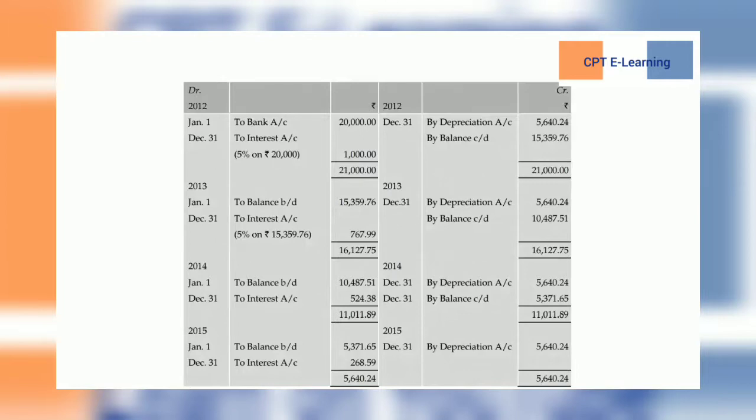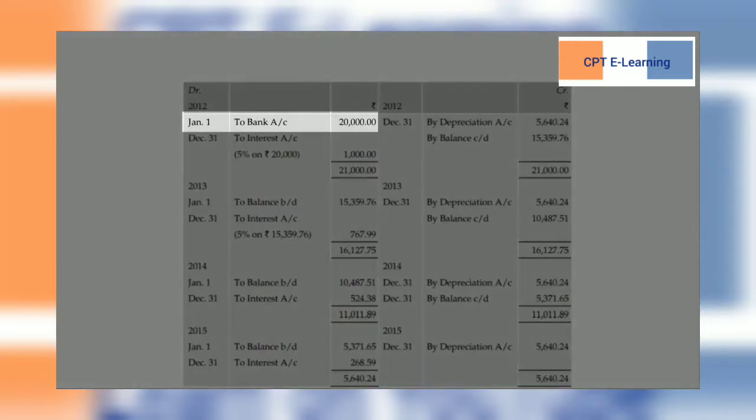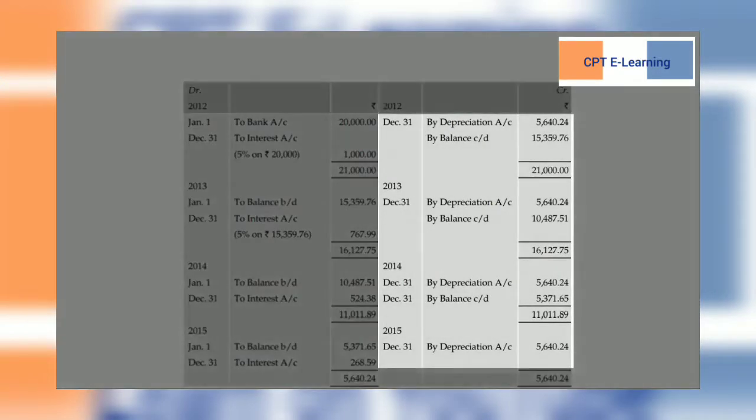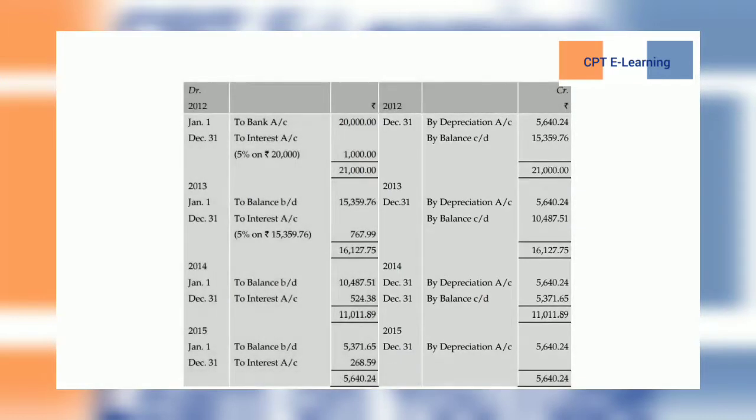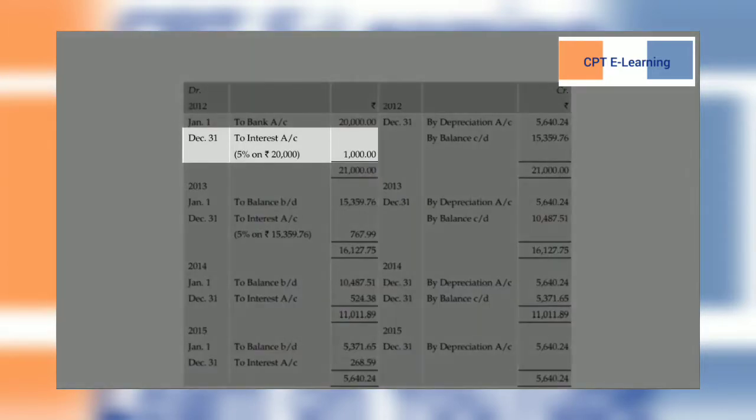So what is the opening balance? There will be no opening balance as I have purchased it. So 20,000 will go to the purchases. What is the depreciation every year? Let's just trace it down: 5640.24, 5640.24, 5640.24 and 5640.24. Every year this is the depreciation. But on the left hand side, can you see an interest?